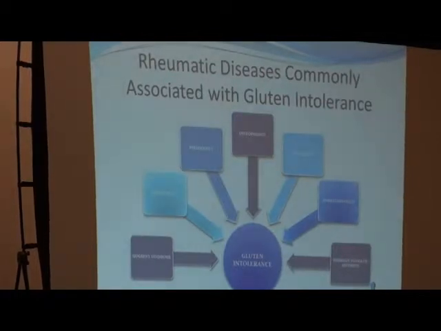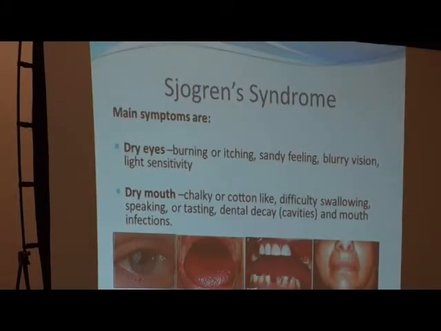And this is down to the point of our topic. So these are rheumatic diseases which are commonly associated with gluten intolerance. So we'll talk about Sjogren syndrome, fibromyalgia, pseudogout, osteoporosis, sacroiliitis, dermatomyositis, and psoriatic arthritis. These are the most common conditions which we see in our practice in conjunction with gluten intolerance. So let's talk about Sjogren syndrome.